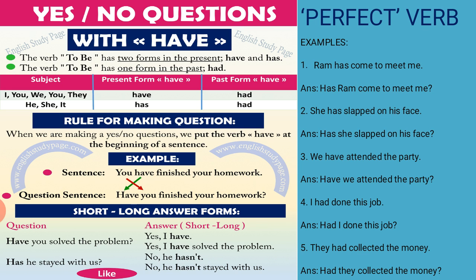Next one is the perfect verb. For example, Rama has come to meet me. A perfect verb always comes with the have form and the past participle form of a verb. So, has Rama come to meet me? She has slapped his face. Has she slapped his face? Only we change the order. The arrow mark will show you. You can easily see, notice and change. See carefully and change the sentences.